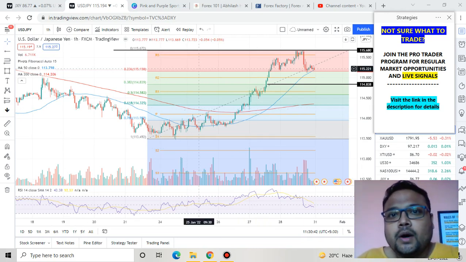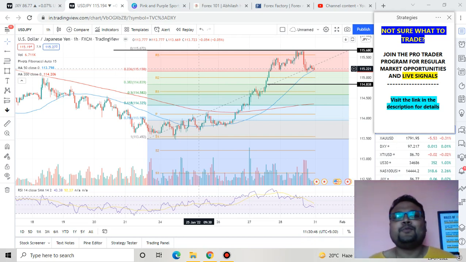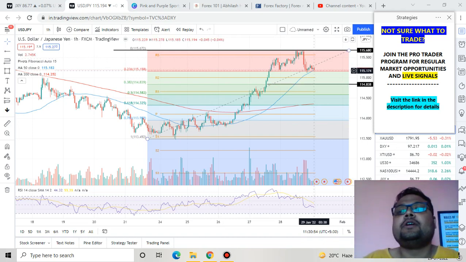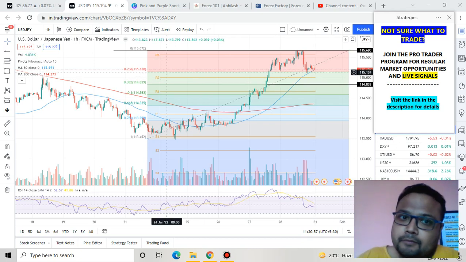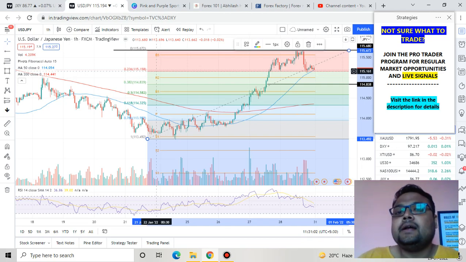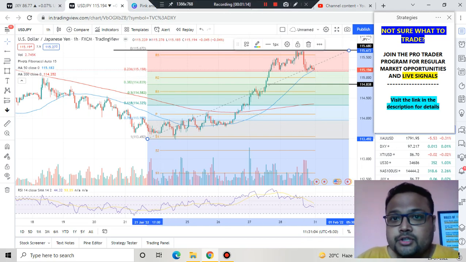And this is the 1 hour chart of USD JPY in front of us. Yes, today I am with the 1 hour chart, not the 4 hours. The last traded price of USD JPY is 115.19. This is the last traded price, and we can see that it is standing at the Fibonacci 23.6% retracement level plus the 50 period moving average.